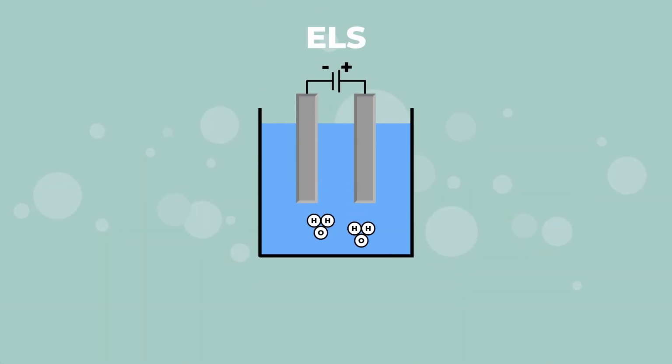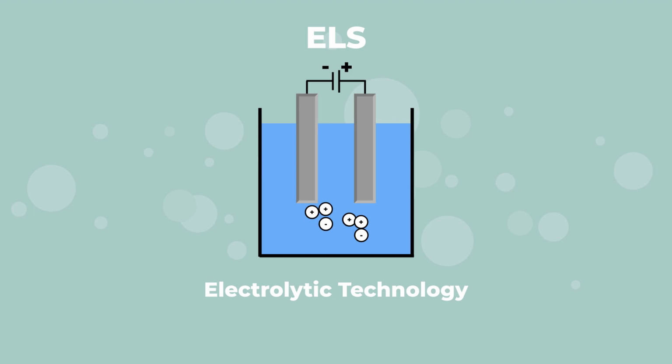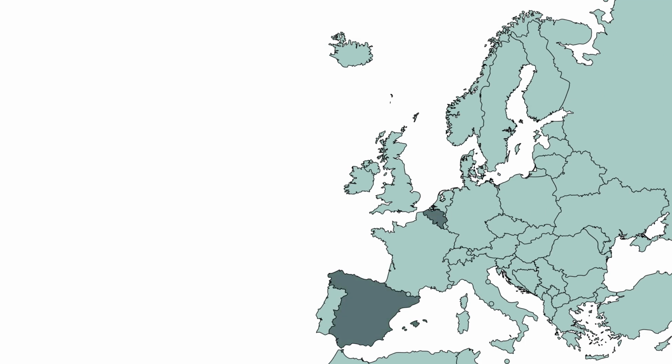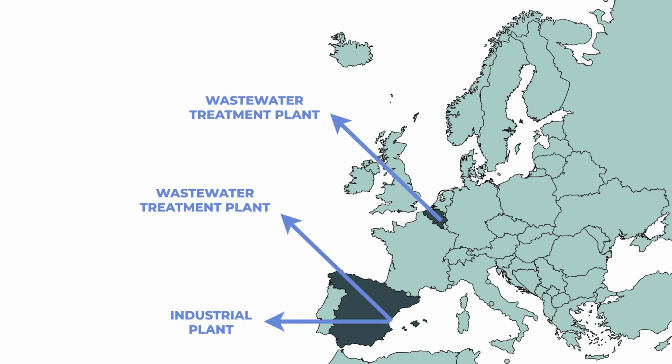The technology. ELS is based on an electrolytic technology that applies continuous electrical current to two metal electrodes immersed in a solution to cause a non-spontaneous chemical change. The technology will be tested at 3 wastewater treatment plants in Spain and Belgium, 2 urban wastewater treatment plants and 1 industrial wastewater treatment plant to optimize its operation and prove its replicability and transferability among different sectors.